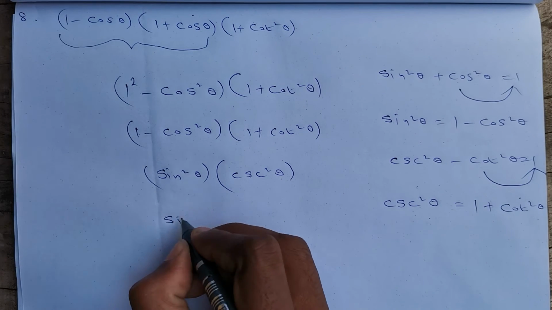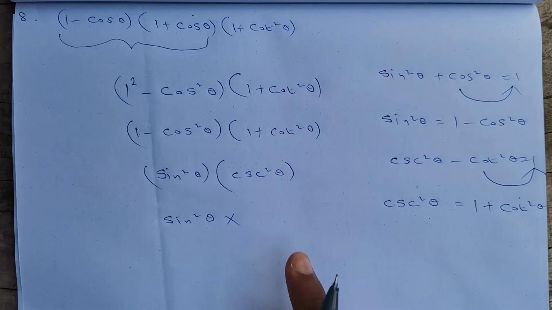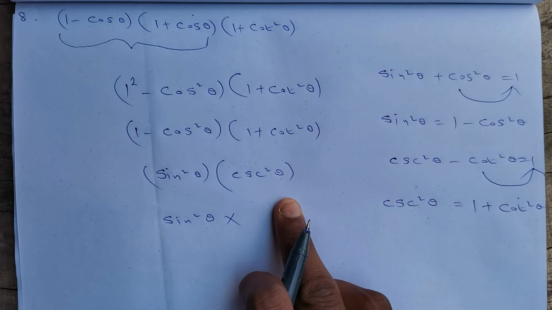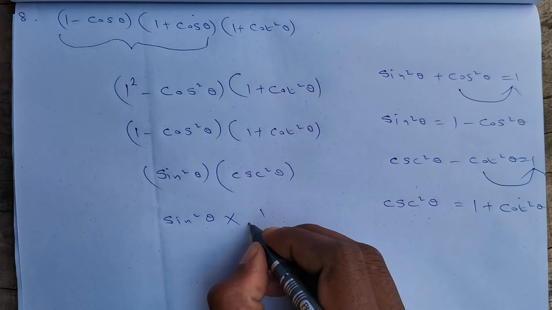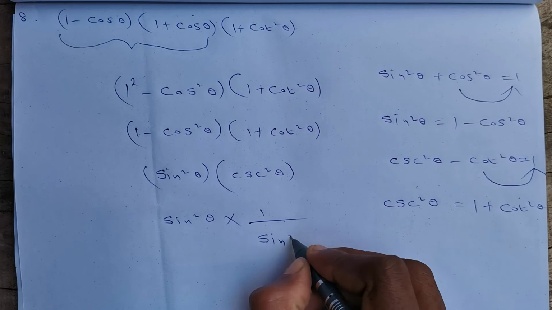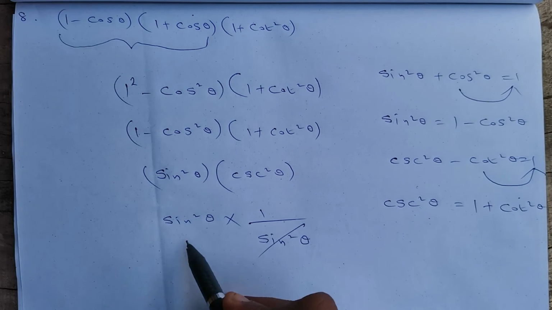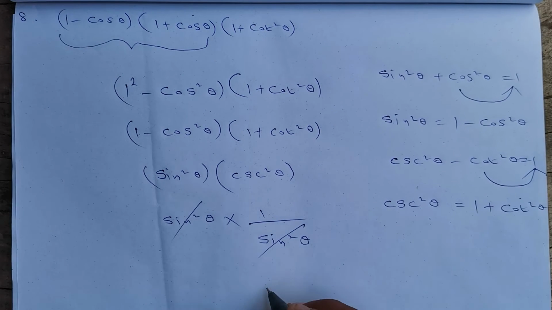Sin square theta I am writing as it is, into cosecant square, which is nothing but the reciprocal of sin. So cosecant square theta can be written as 1 by sin square theta. Here the sin square theta terms both get cancelled, and we remain with 1.